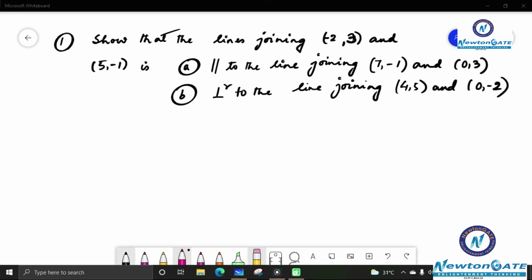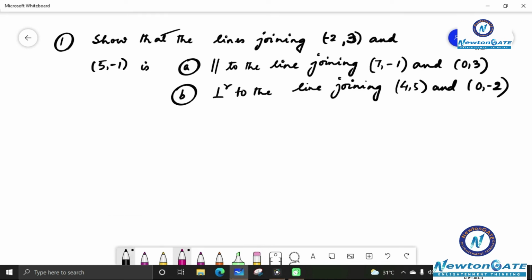So this is the numerical that we are going to solve now. There are 3 different lines. The original line is this one, let me take that as L1. And this line over here is L2 and this line over here I am taking as L3. Now what we want to show over here is that the line joining these points, the first L1, is parallel to L2 and it is perpendicular to L3.